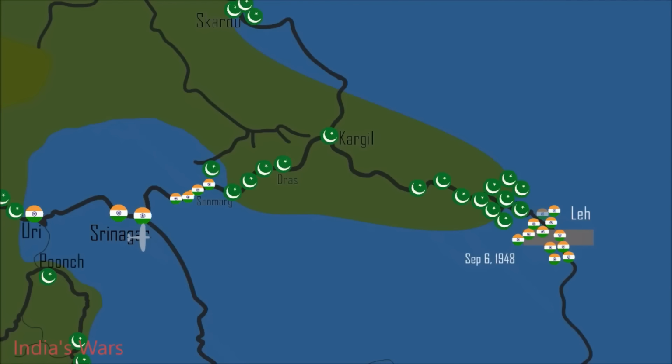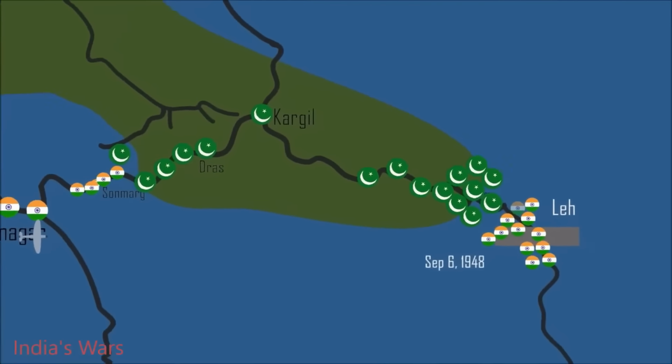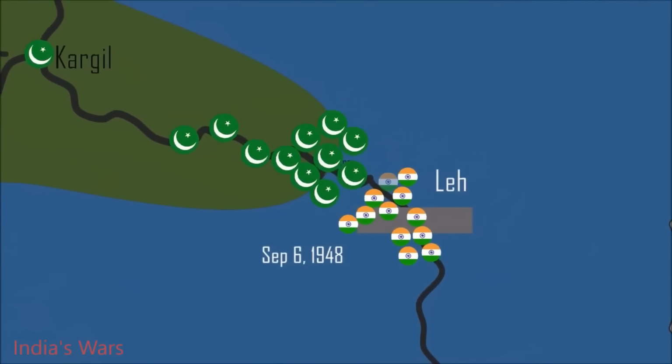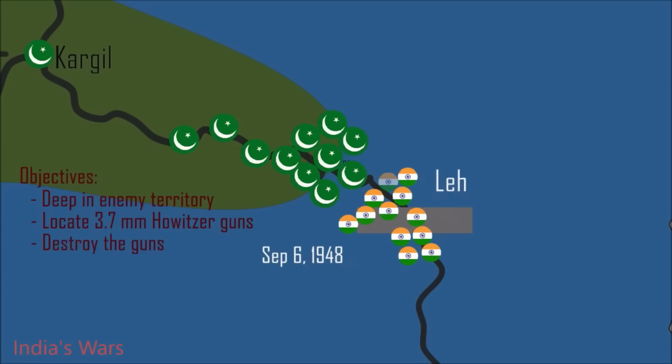September 6, 1948. This was the first time the Indian armed forces planned a surgical strike deep into enemy territory. This was led by Major Hari Chand. The objective of this operation was to go deep into enemy territory and locate the enemy's 3.7mm howitzer guns that were causing havoc for the Indian defenses, destroy those guns, and safely return to the base.